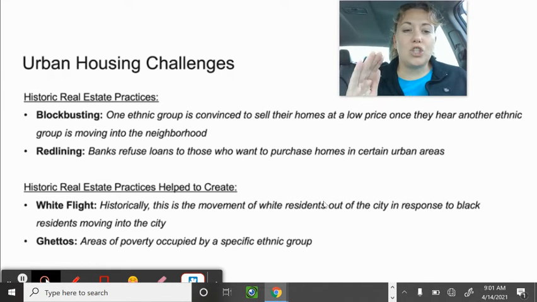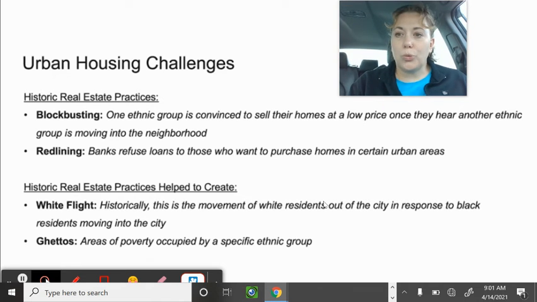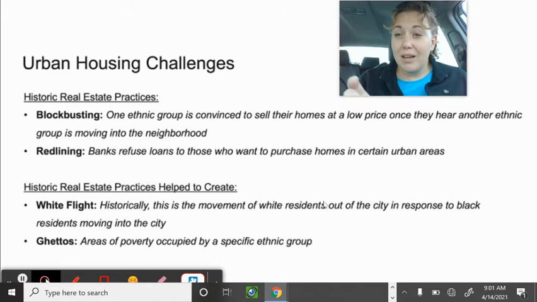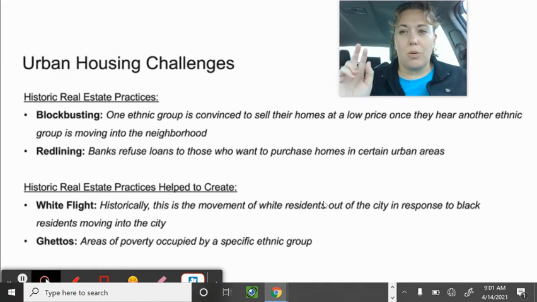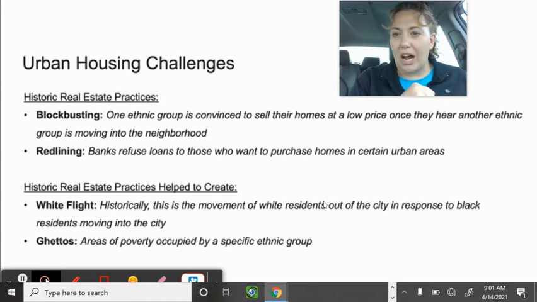Okay. Historic real estate prices help to create two major things that we still see in cities today: white flight. So after World War II, when suburbs became a thing, white people had more income than they had ever had before, right? So it was typically the men who had served in the war came home. They were back at home in their job. The wives went back to their whole job as a housewife, and they moved out of the cities and they moved into these new suburbs.